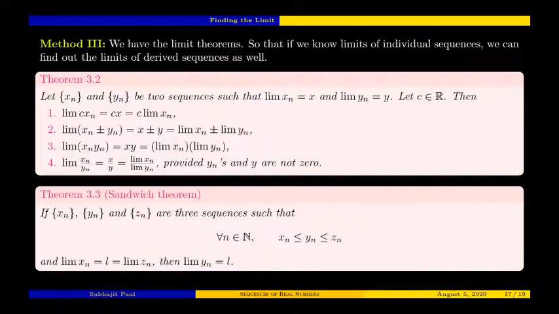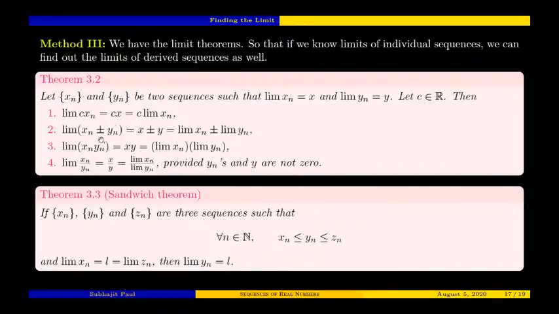So all these theorems are based on the assumption that the sequences in context, that is, sequences xn and yn, both of them are convergent. If you do not have the convergence of them, then these results do not hold. So that is something you must be very concerned about.